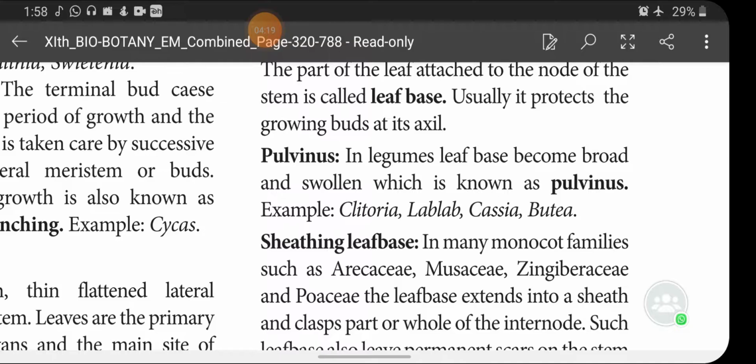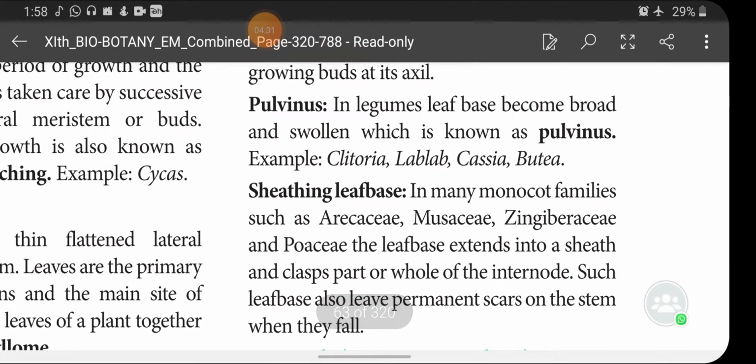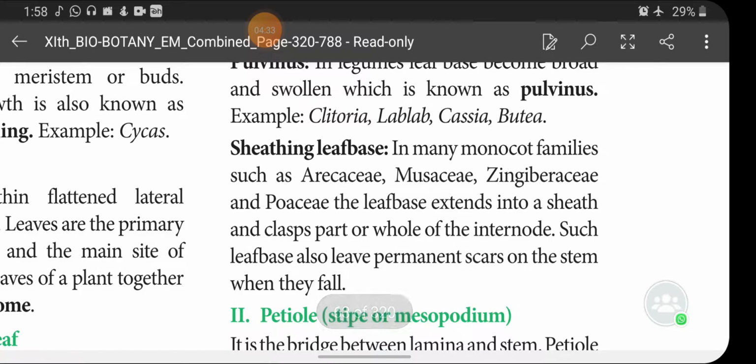Pea varieties are all leguminous plants only. So the leaf base becomes broad and swollen and it is called pulvinus. Examples: Clitoria, Lablab, Cassia, Butea. Then sheathing leaf base. In many monocot families such as Arecaceae, Musaceae, Zingiberaceae and Poaceae, the leaf base extends into a sheath and clasps part or whole of the internode. Such leaf bases also leave a permanent scar on the stem when they fall.